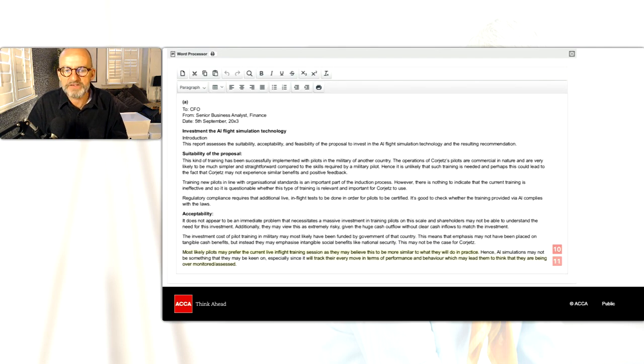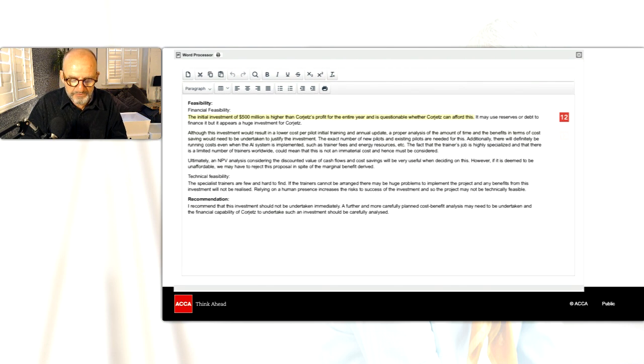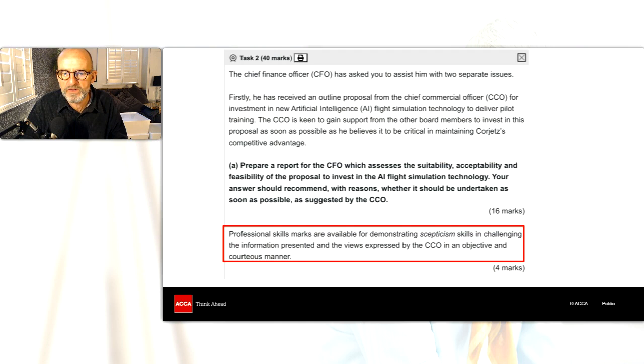So let's have a look at what this particular answer looks like. If we use the article to break it down, we would have been able to come up with an answer something like this. It really helps to structure it. Again, if we're looking at this, we also need to make sure what the professional skills marks were for. And what were the professional skills marks for? Well, the professional skills marks were about being skeptical. So as well as being in a logical order, as well as having lots of lovely white space, it asks us about being skeptical and what skepticism means.